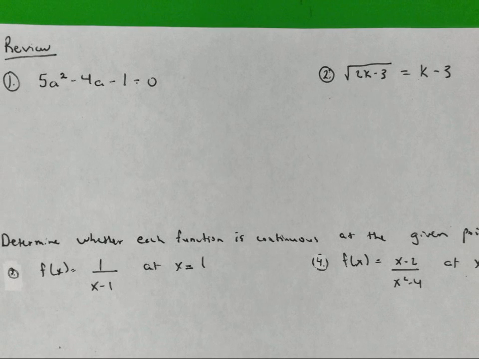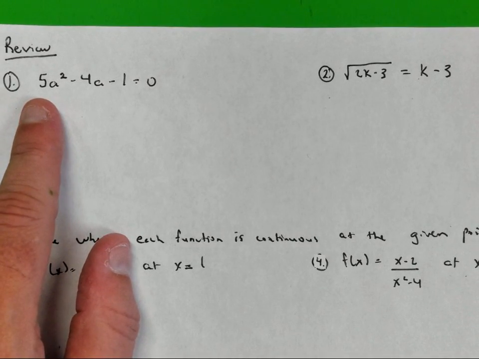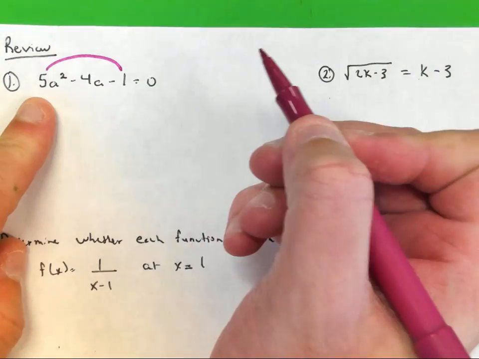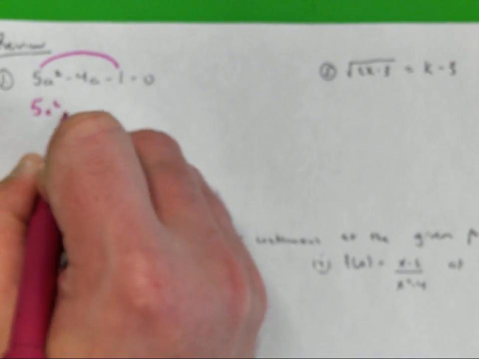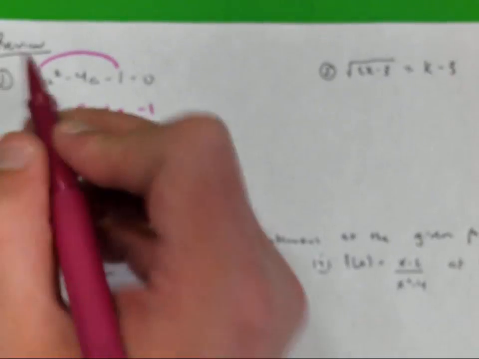Number 1, what type is that? Quadratic. It is quadratic. I first see if it's set equal to 0, which it is. Alright. I'm going to try to factor it. You might do yours a little different. It's got to multiply to give you negative 5 and add to give you negative 4. That's negative 5 and positive 1.